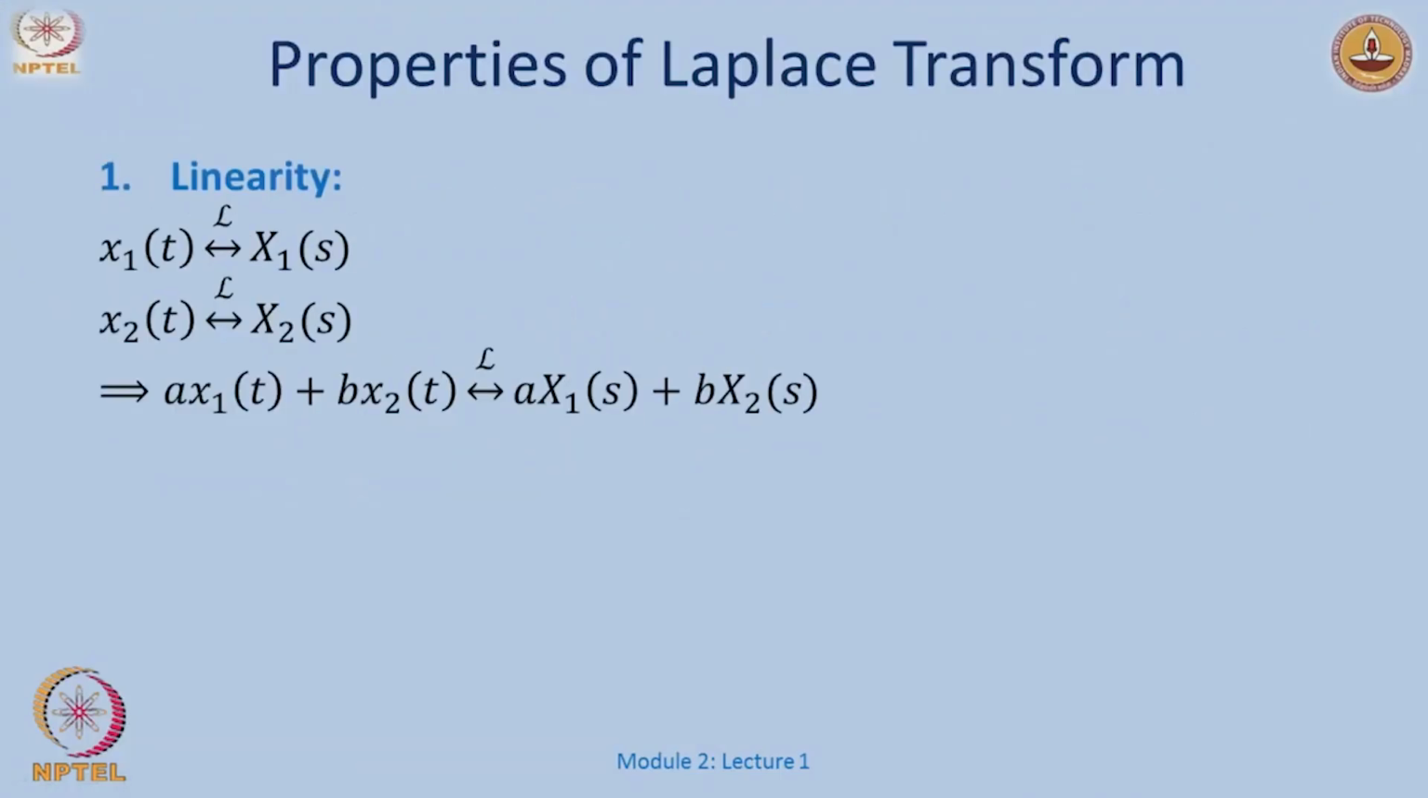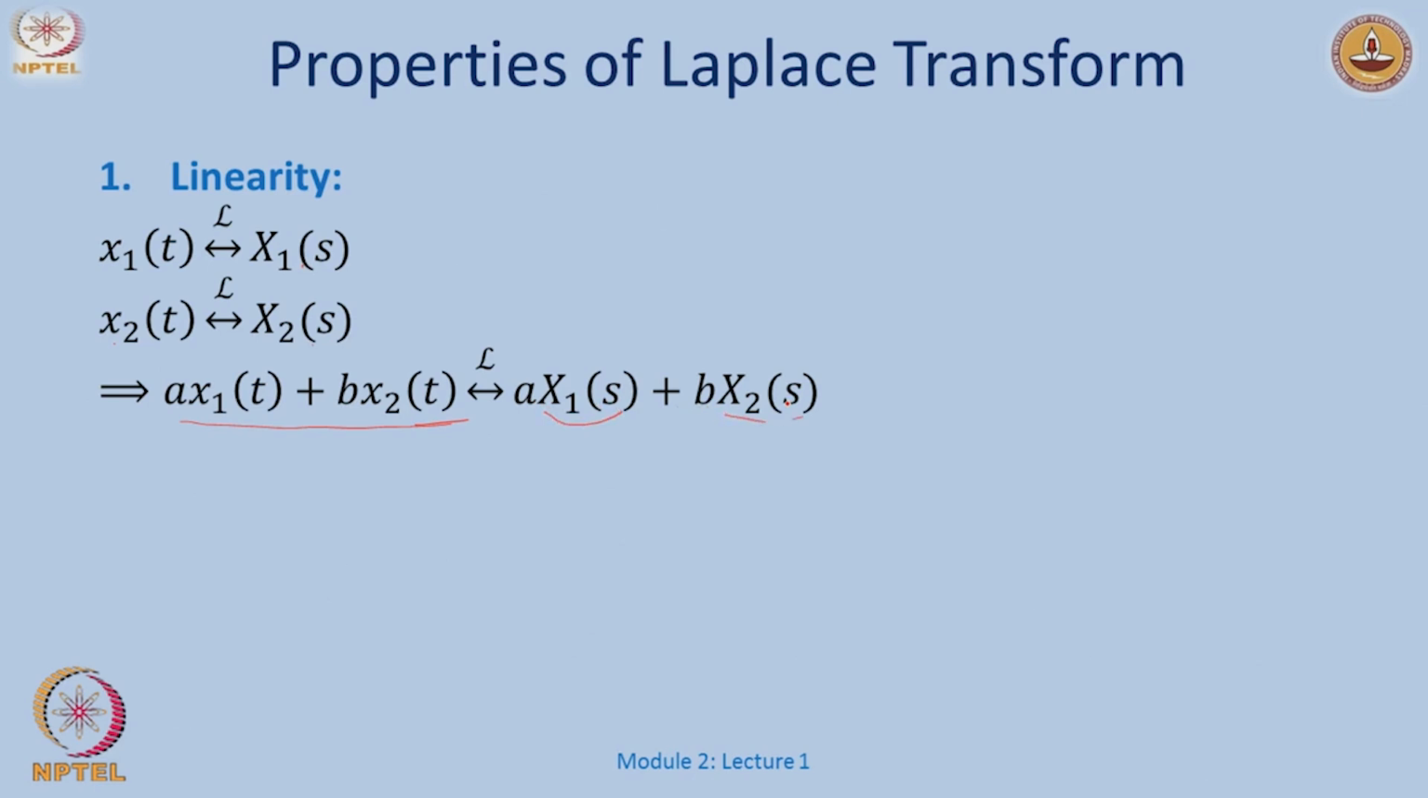First is the linearity property, right. So, if I take two signals x1 with a Laplace transform X1(s), x2 with a Laplace transform X2(s), and I define a new signal which is a combination of these two, a times x1 plus b times x2, the linearity property says that the Laplace transform of this signal is simply a with its equivalent Laplace transform plus b with its equivalent Laplace transform.